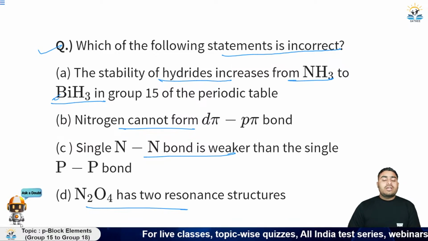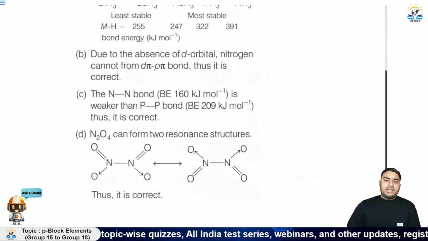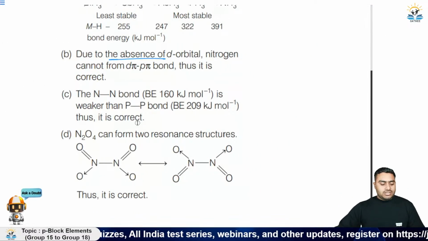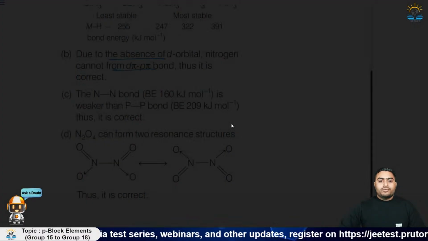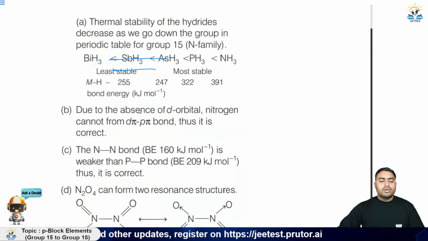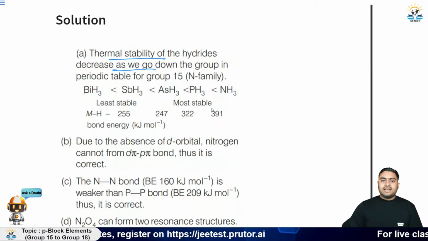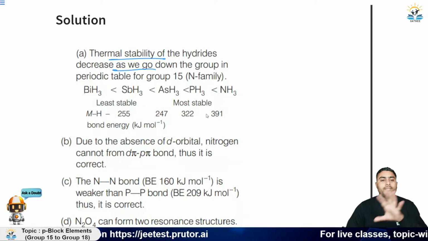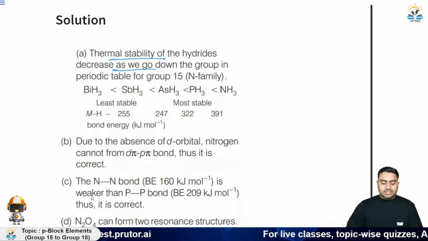As we know, the thermal stability is more for NH3 and less for BiH3. In simple words, the thermal stability is most for NH3 and least for BiH3. So BiH3 is least stable.